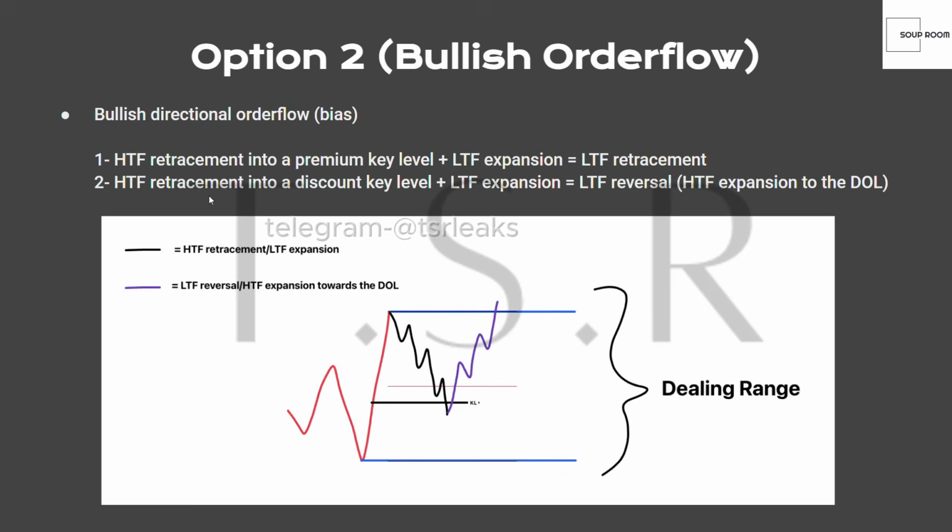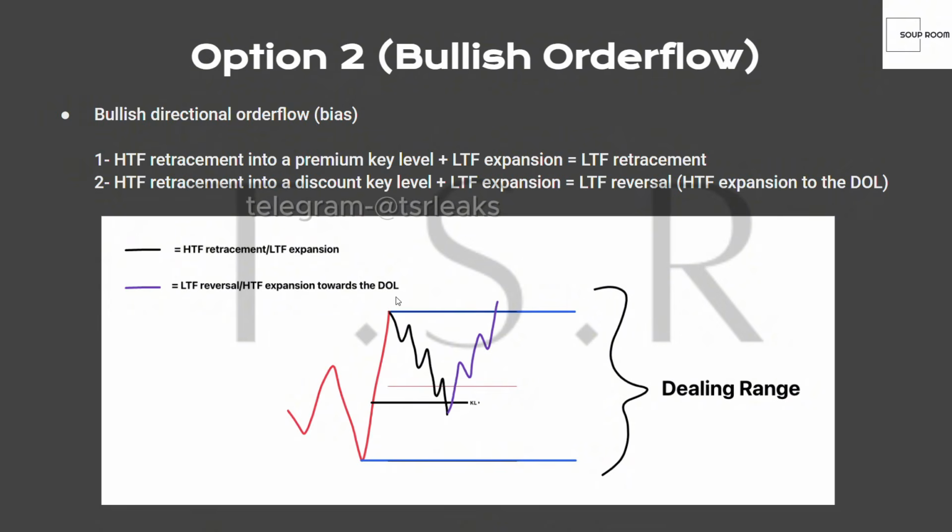is a higher time frame retracement directly into a key level, a discounted key level, meaning a key level in a discount market below the midpoint of the dealing range, plus a lower time frame expansion equals a lower time frame reversal, which means it is a higher time frame expansion towards the DOL. What is the drawn liquidity? The high of the higher time frame dealing range.